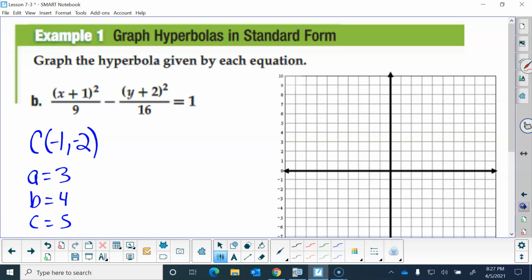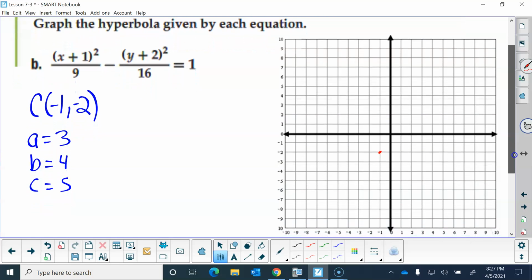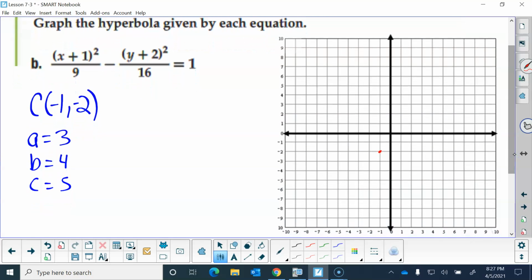All right, let's plot that center at -1, -2. Now the orientation on this hyperbola is going to be horizontal because the x squared is above the a squared. So we're going to have to take the a value and go to the right 3 and to the left 3 from the center. Okay, then we'll have to go up and down 4 from the center. And that allows me to draw this rectangle.